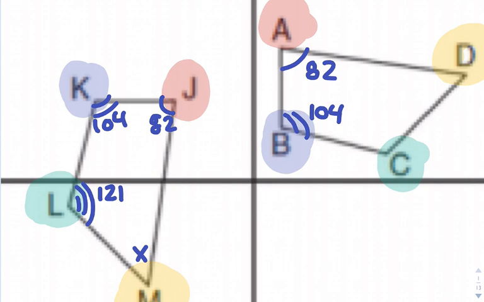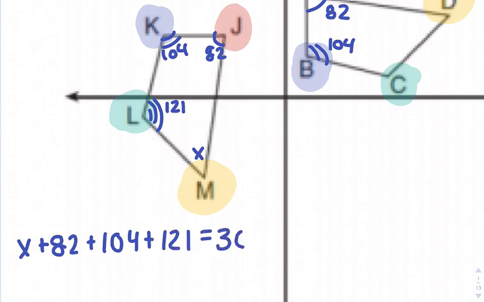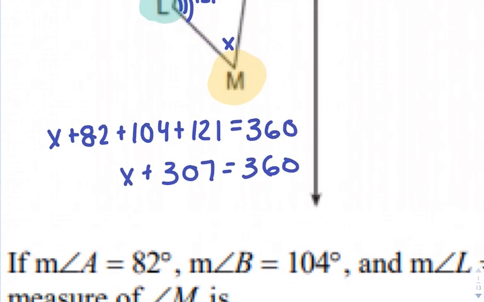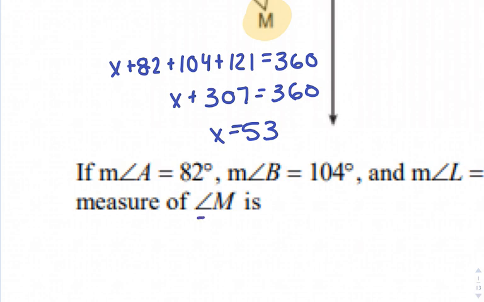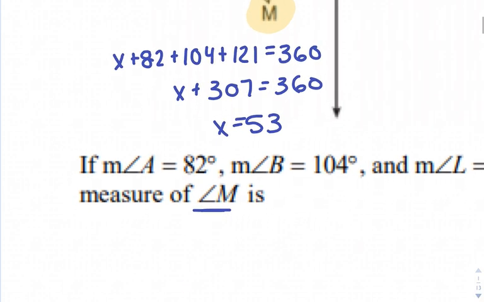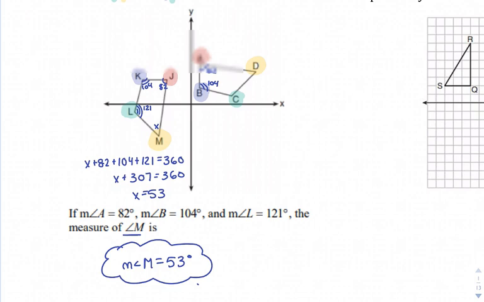Therefore, I know that it adds up to 360. So what I can do is take all 4 angles and set them equal to 360. When I do that in my calculator, I get x plus 307 equals 360. Therefore, x has to be 53. But remember, we're trying to find the measure of angle M, so I have to write that the measure of angle M is 53 degrees. And that would be my answer.